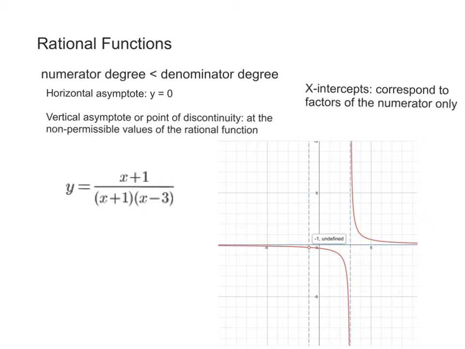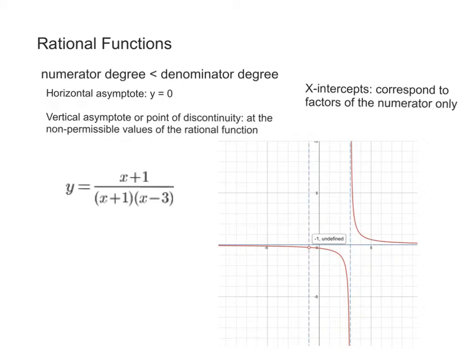And the x-intercepts correspond to factors of the numerator only, which means if they're a factor of the numerator but not a factor of the denominator, then you'll get an x-intercept. So we saw that in quite a few of those examples that you looked at.